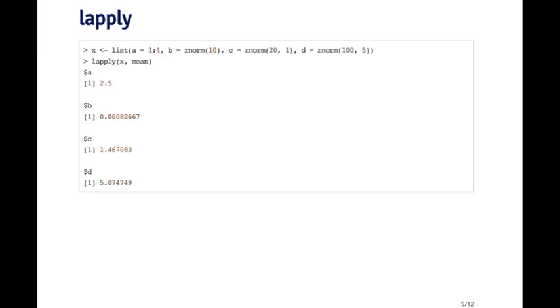Here I've got a slightly more complicated list. I've got 4 elements, and I'm calling lapply on each of those elements to get the mean of each one. So now I've got a list with 4 elements. The names are preserved, and notice that each of the elements of the original list was a numeric vector of some sort, but what I'm getting back is a vector with just a single number in it for each element of the list.